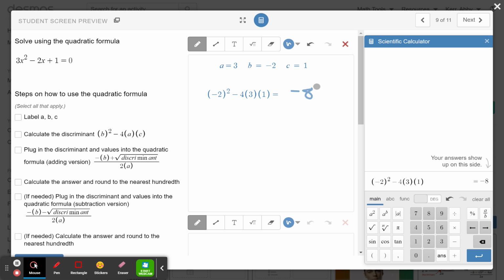-8 goes underneath my square root. Well, you should know that the negative under square root can't happen, at least not right now. So let's confirm that.